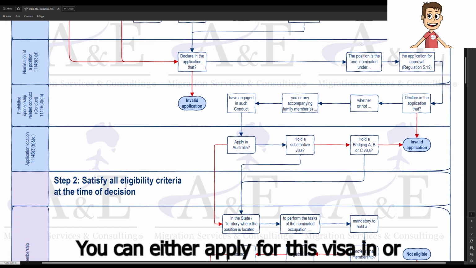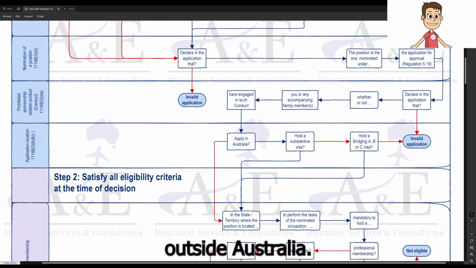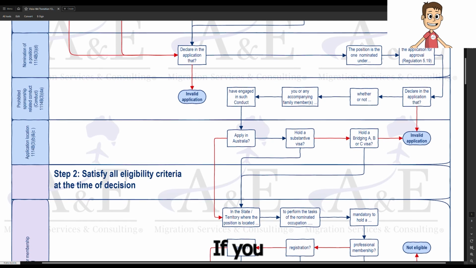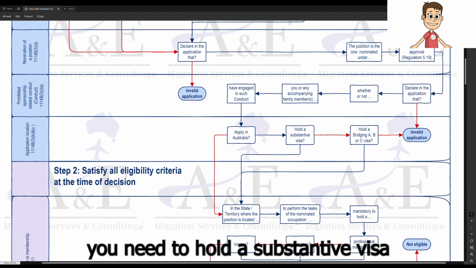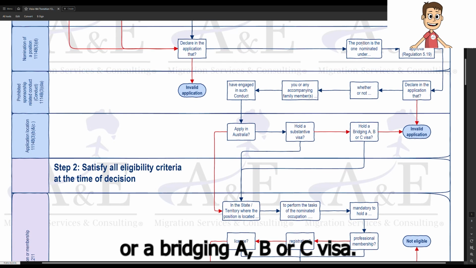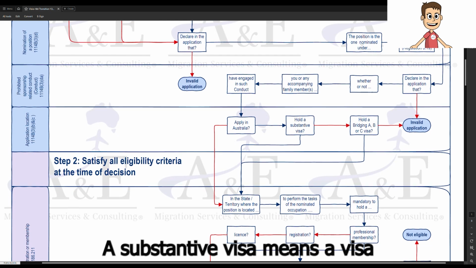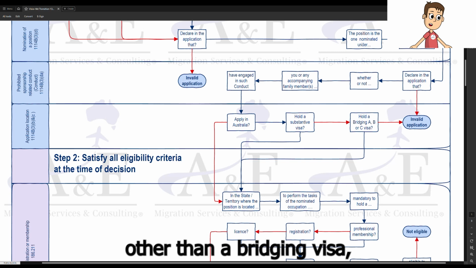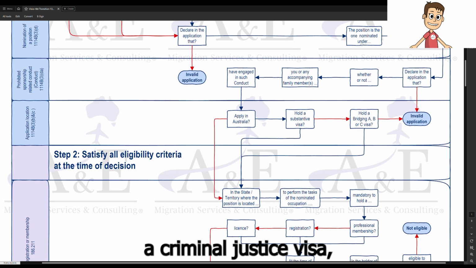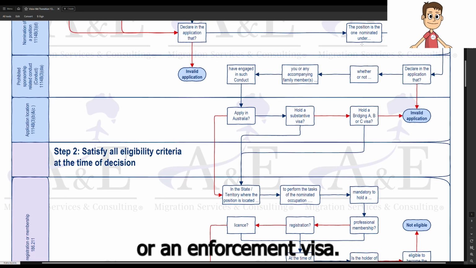You can either apply for this visa in or outside Australia. If you apply in Australia, you need to hold a substantive visa or a bridging A, B or C visa. A substantive visa means a visa other than a bridging visa, a criminal justice visa or an enforcement visa.